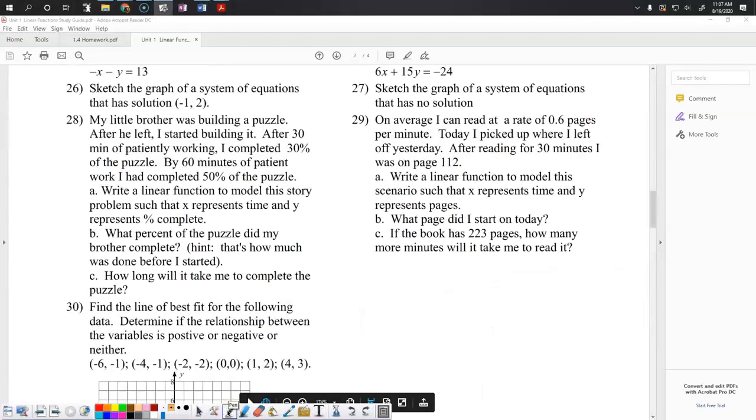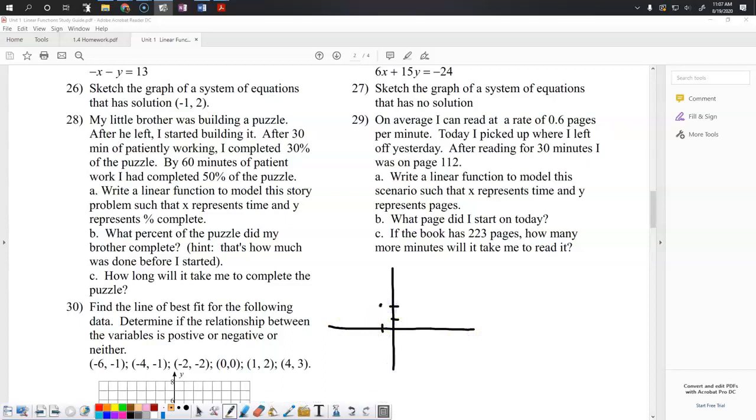Okay, so for number 26, it says sketch the graph of a system of equations that has a solution of negative 1, 2. So what we're going to do is plot that point, negative 1, 2, and put a dot there. And basically I'm going to draw two lines that cross at that point. Because that's what a system of equations is. The solution is the place where those two lines cross. Let's take a look at number 27.